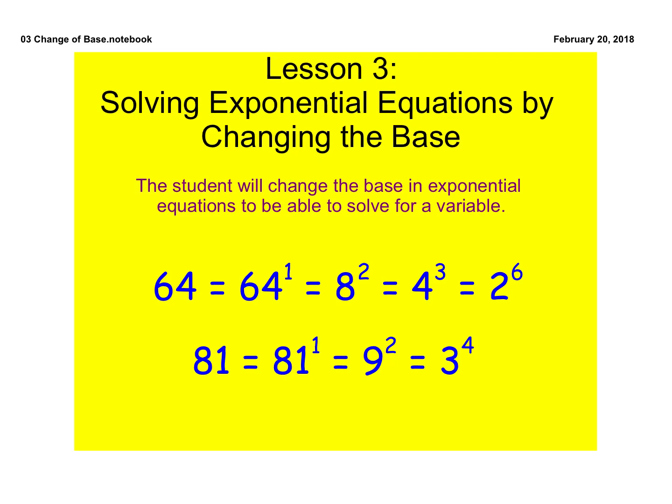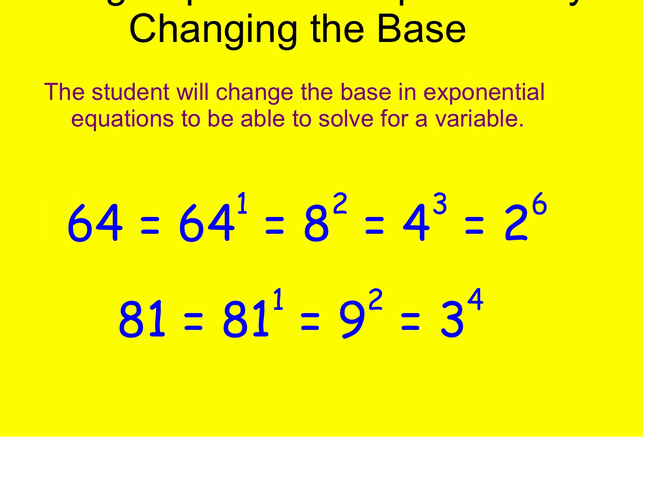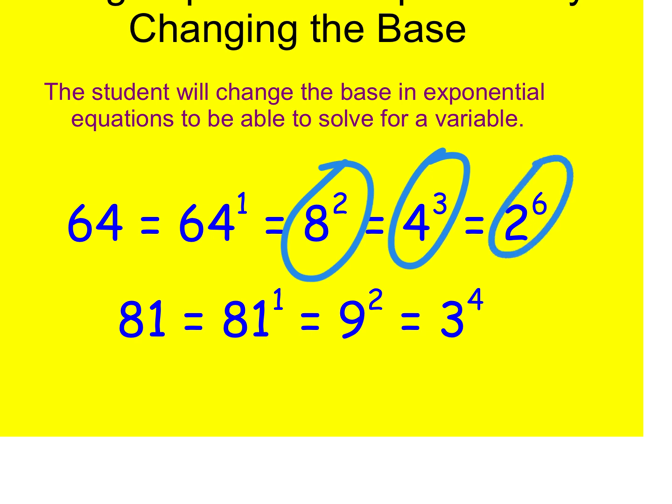Okay, for today, we're just going to cover some facts you should know. There are a lot of ways to make a 64. 8 squared, 4 to the third, 2 to the sixth, those are all 64. Why? This is like out of the blue. What the heck does that have to do with anything? I'll tell you in a second.